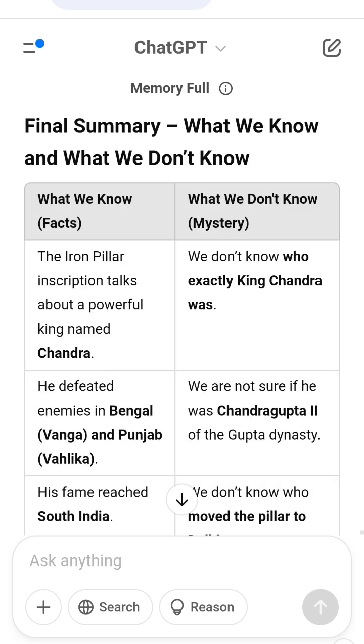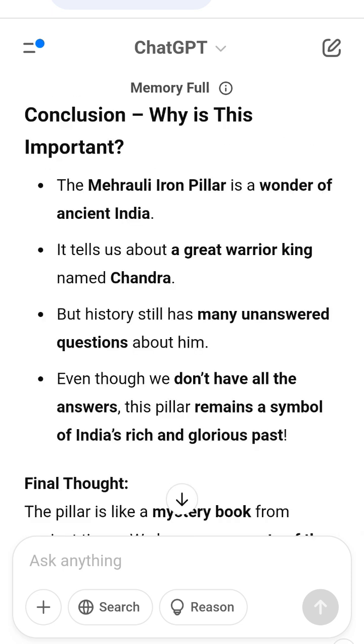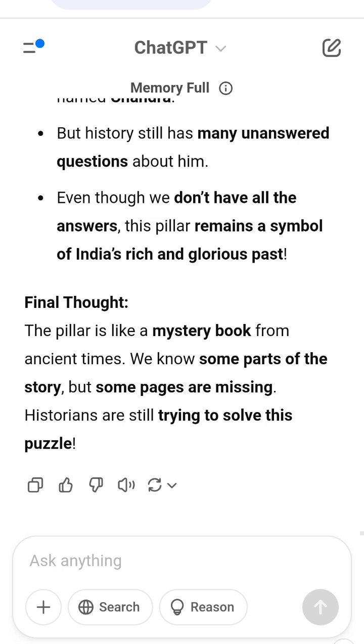Conclusion. Why is this important? The Mehrauli Iron Pillar is a wonder of ancient India. It tells us about a great warrior king named Chandra, but history still has many unanswered questions about him. Even though we don't have all the answers, this pillar remains a symbol of India's rich and glorious past. Final thought. The pillar is like a mystery book from ancient times. We know some parts of the story, but some pages are missing. Historians are still trying to solve this puzzle.